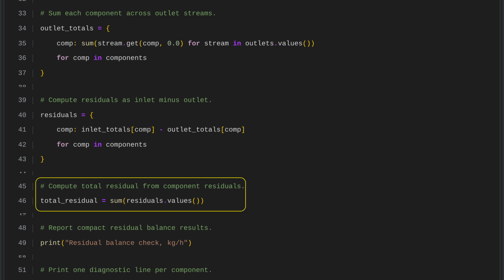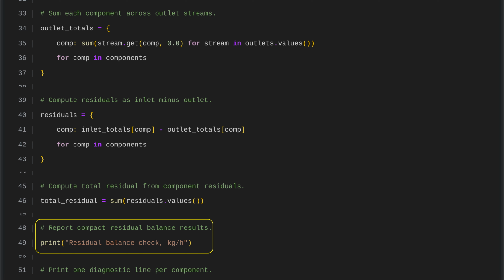The code adds the residuals from each component to find the total residual. This value shows the overall mismatch between inlet and outlet mass flows across the system, helping indicate whether the system is balanced or needs further investigation.